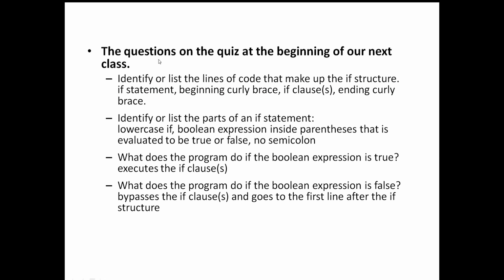Okay, we're going to have a quiz on our next class. And so here are the questions. Identify and list the lines of code that make up the if structure. Here are the answers. I'm giving you the quiz, the answer key, and everything, so you need to know that. You need to identify or list the parts of an if statement. You need to know what the program will do if the Boolean expression is true, and what it will do if it is false. So make sure you read the answers really carefully, and these are things that you want to memorize. If you memorize these things before we move on, you will be in good shape.